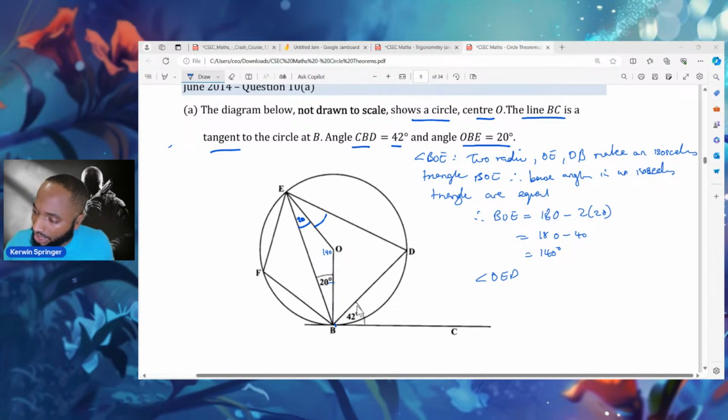So if you look here, see this 42. You have to look at all the given things and ask, why did they give me that 42? Where is the 42 located? What theorem is this related to? This is related to the alternate segment theorem. This is the chord. This is the tangent. The angle between a chord and a tangent is equal to the angle in the alternate segment.